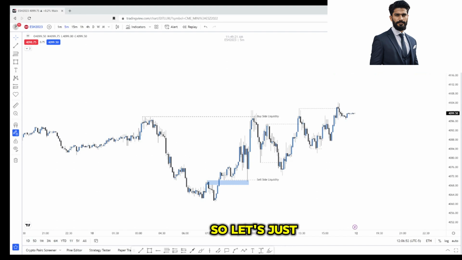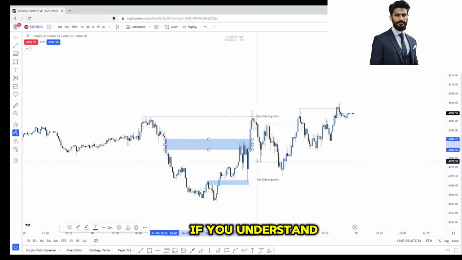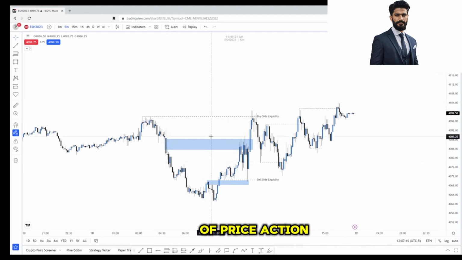So let's just think about it like this. If you just understand what an order block is, then you want to trade every order block. If you're looking at price from the perspective of just fair value gaps, you're going to want to short every single fair value gap, right? But if you understand liquidity, you may not have shorted this fair value gap. So, for example, in this piece of price action, we are always moving from one area of liquidity to the next.